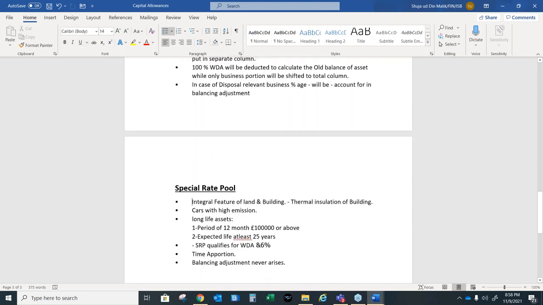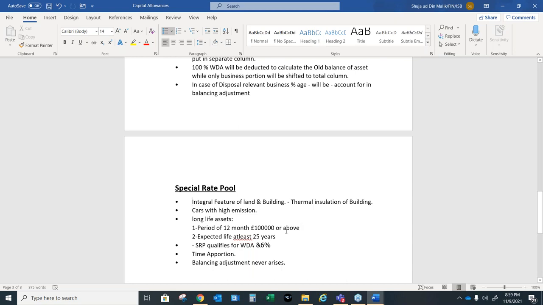Okay, special rate pool. What is the special rate pool? Special rate pool is another pool like the general pool which clubs integral features of land and buildings, thermal insulation of buildings, cars with high emission and long life assets. For long life assets, we have two requirements: in a period of 12 months, 100,000 or more is spent. Otherwise, its expected useful life is at least 25 years.